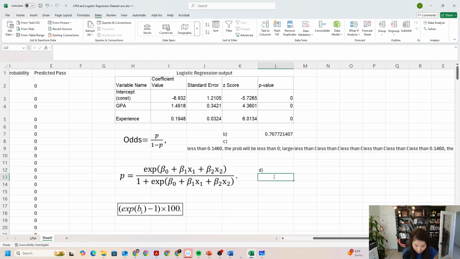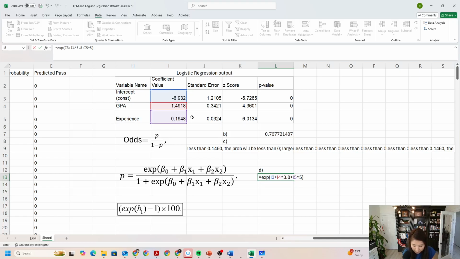Question number D's answer will equal, so the numerator is exponential. We use EXP, parentheses, and we can select the number already given because that's beta 0 plus beta 1, that's for GPA, times 3.8. Remember, for this question, we know the GPA is 3.8, and then plus beta 2, years of experience, times the years of experience given by this question, which is 5 years.